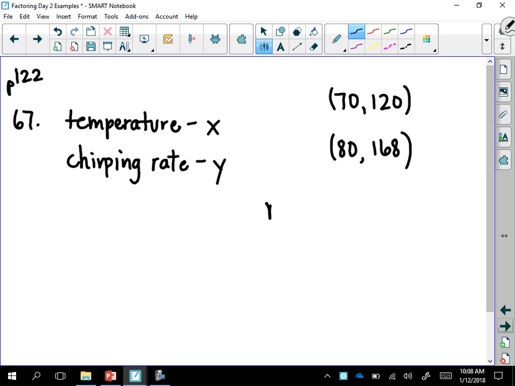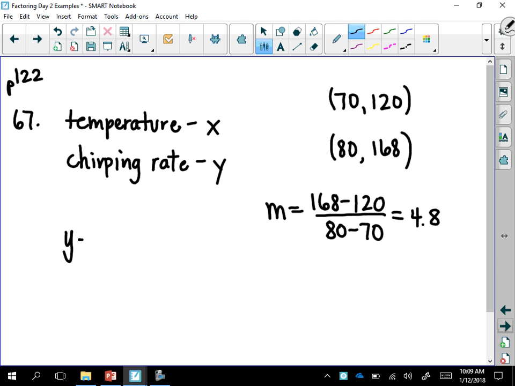So now we're ready to find our linear model by finding a slope. And what is that? 48 over 10, so 4.8. And then the equation would be, it does give us specific variables to use. So I'll go ahead and just say y minus 120 equals 4.8 times x minus 70.